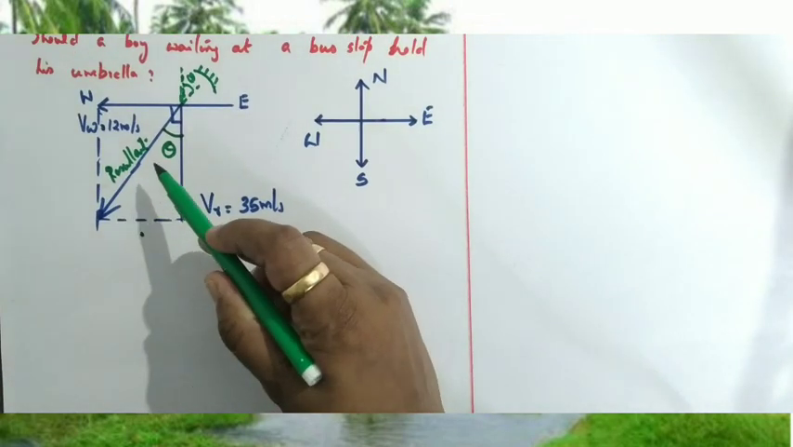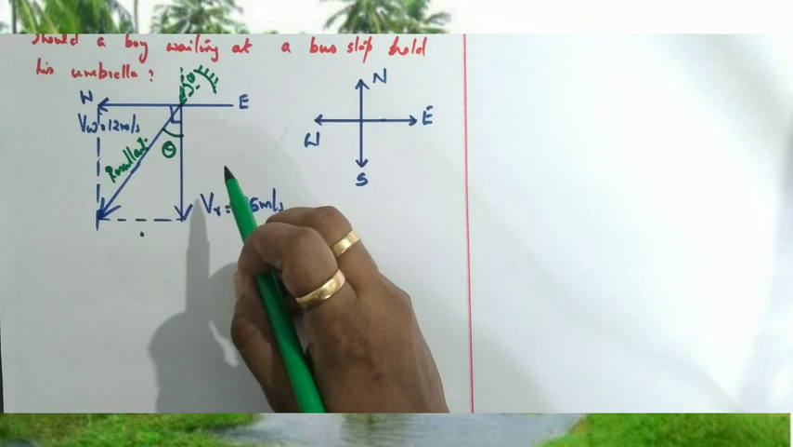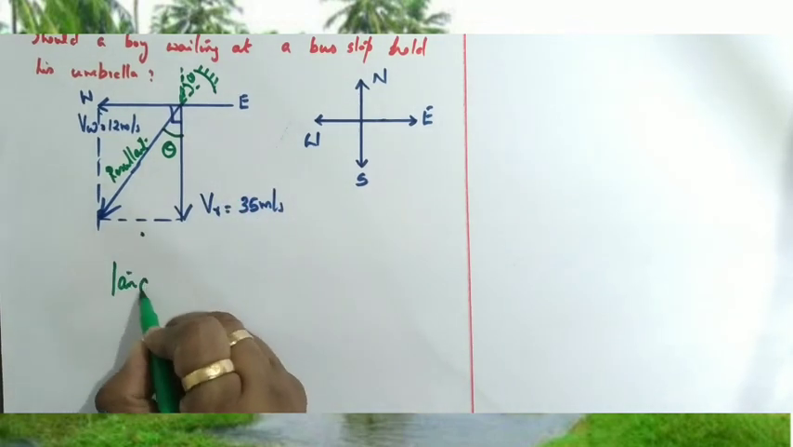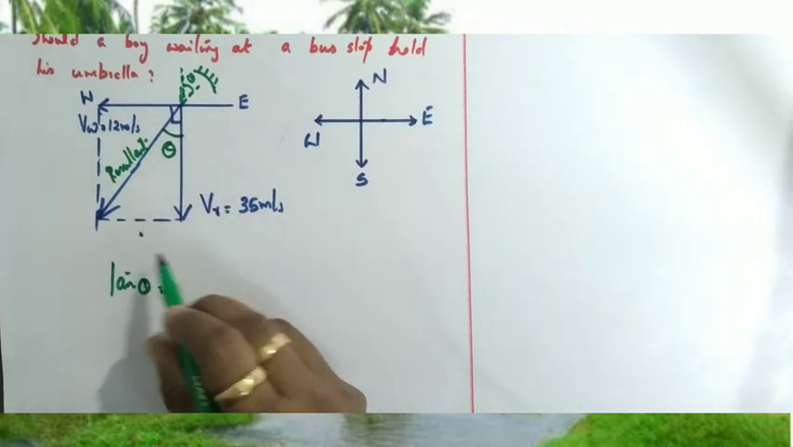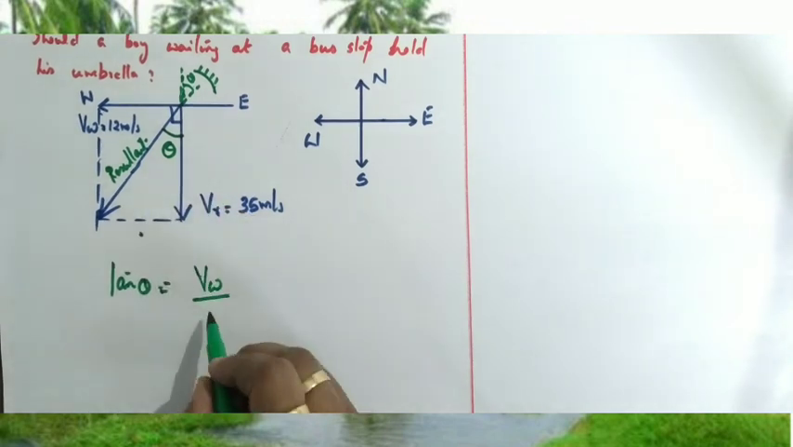If you are taking cos theta or sin theta, first we have to find out the resultant, then only we can find out the sin theta value and cos theta value. Clear children? So tan theta can be written as, what is the value of tan theta? Opposite side.